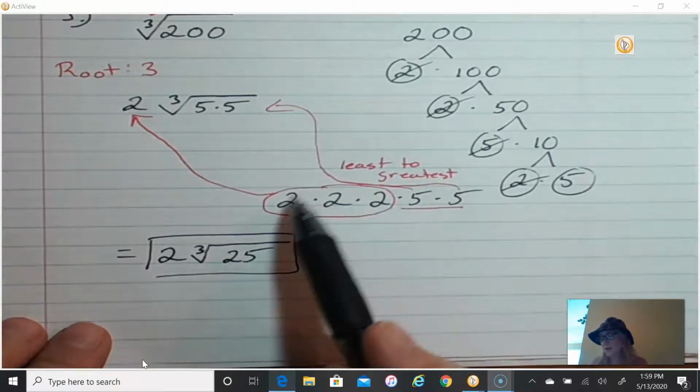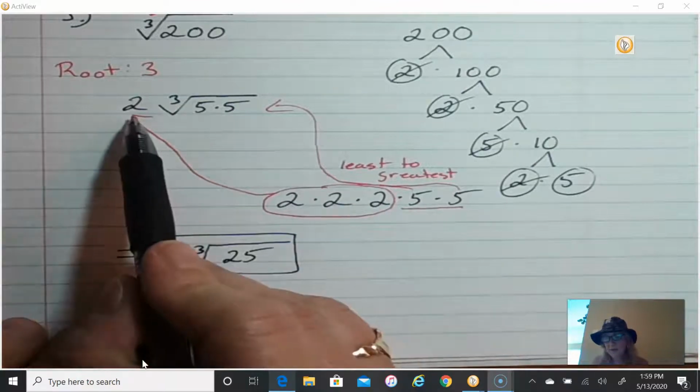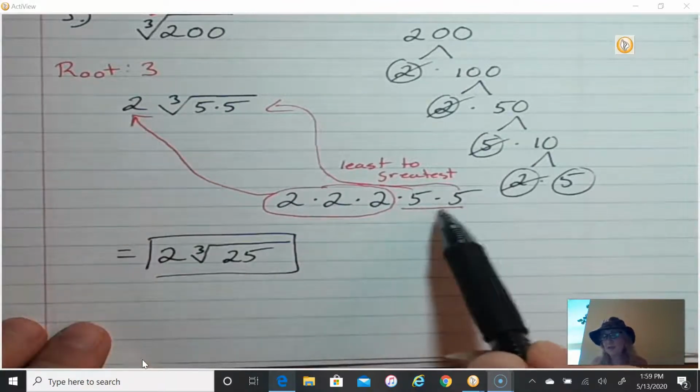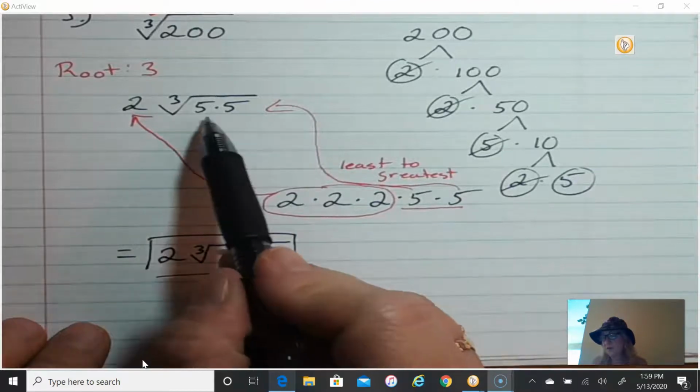Okay, so anyway, you take a whole group, take one out of there, and then make sure you take both of the leftovers and put it in there and then multiply. Okay, number 4.